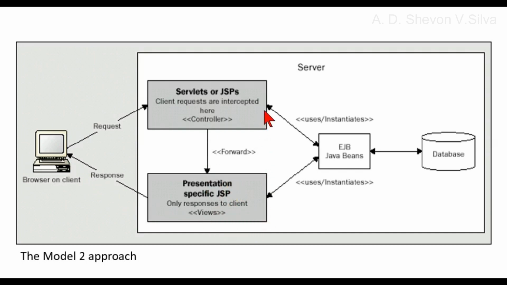Servlet or JSPs and presentation specific JSPs interact with EJB Java beans via uses or instantiates. EJB Java beans interact with the database. The presentation specific JSP is connected to the browser on the client via response. Servlet or JSP, presentation specific JSP, EJB Java beans, and database are inside the server.